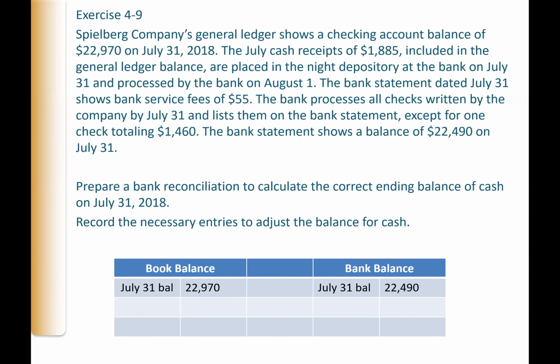The bank statement dated July 31st shows bank service fees of $55. The bank processes all checks written by the company by July 31st and lists them on the bank statement, except for one check totaling $1,460. The bank statement shows a balance of $22,490 on July 31st. Here we're going to prepare a bank reconciliation to calculate the correct ending balance of cash as of July 31st.